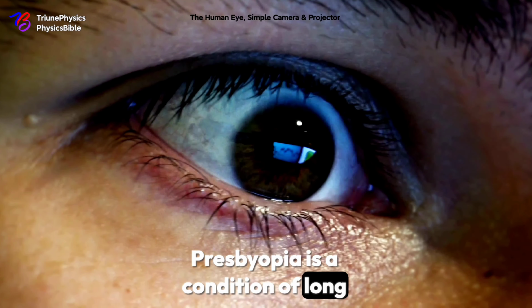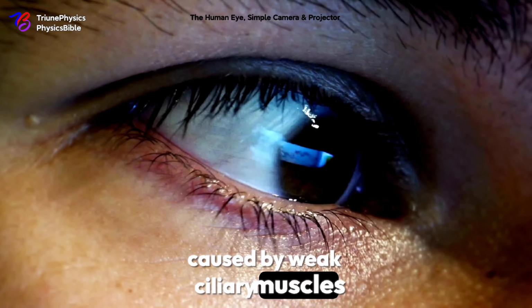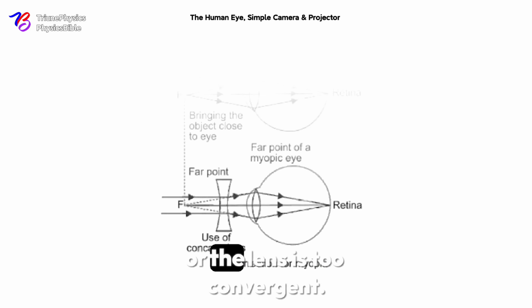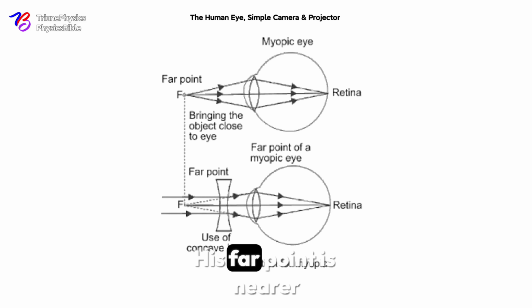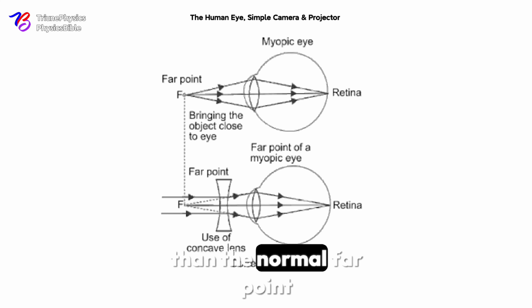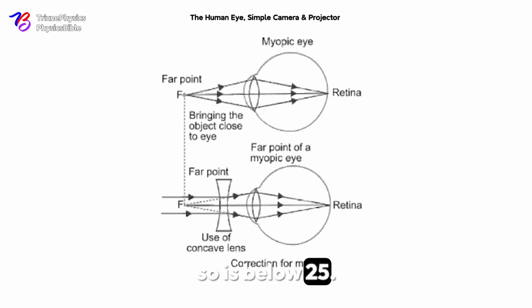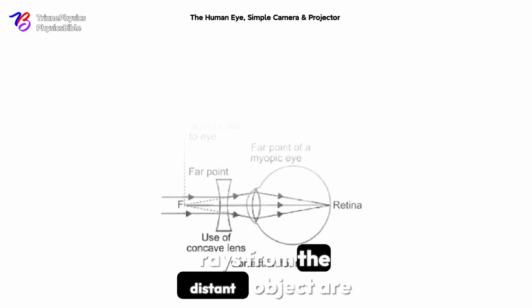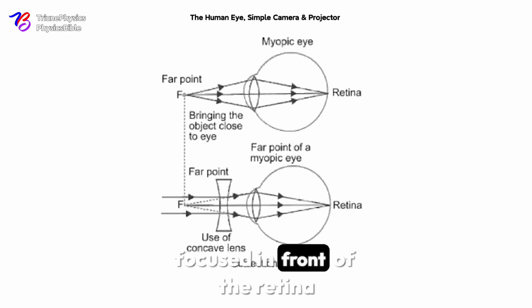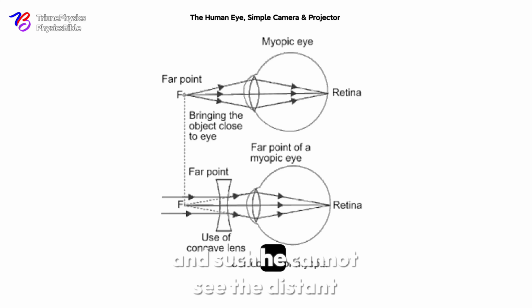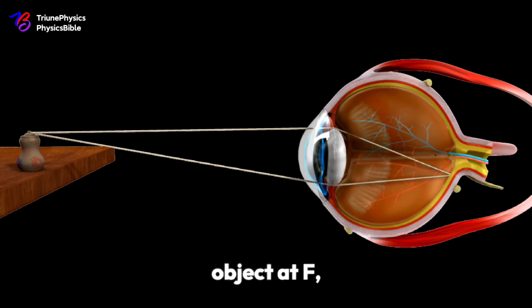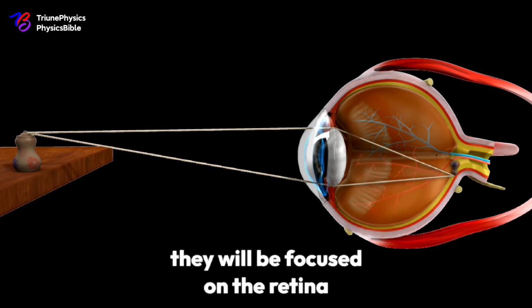Presbyopia is a condition of long sight caused by weak ciliary muscles due to age. Short sight is caused by the eyeballs being too long or the lens being too convergent. His far point is nearer than the normal far point. You can see that from the diagram as displayed. Rays from the distant object are focused in front of the retina, and as such he cannot see the distant object clearly. If the rays were to come from a nearer object at F, they will be focused on the retina and he can see such objects clearly.